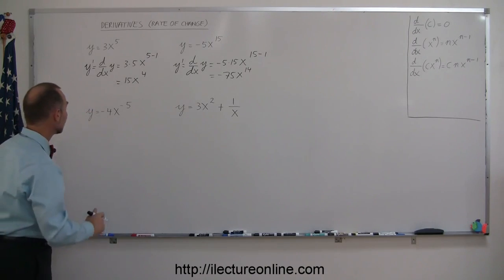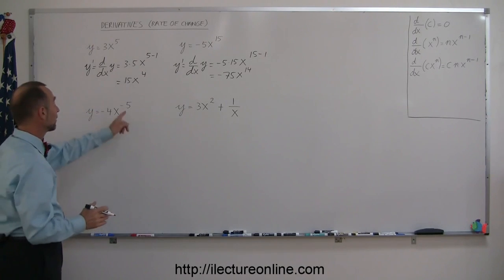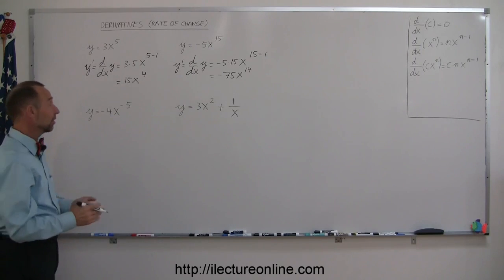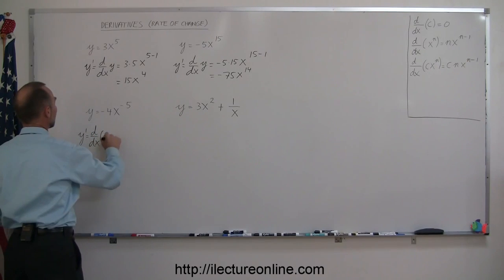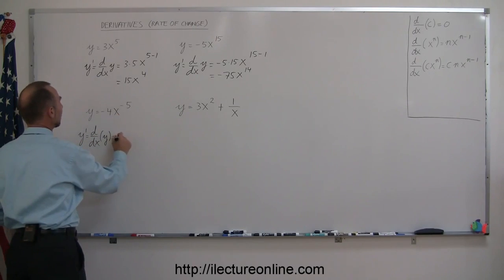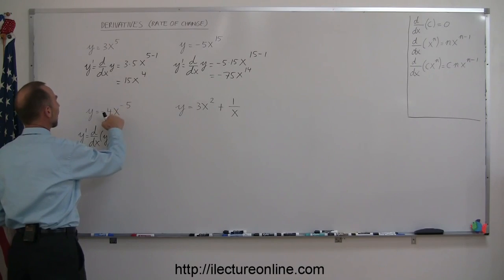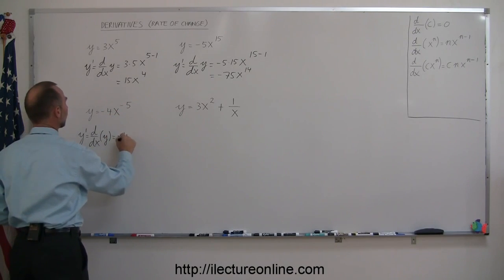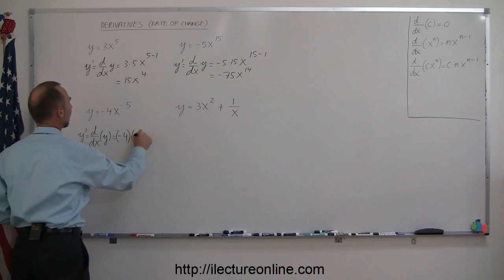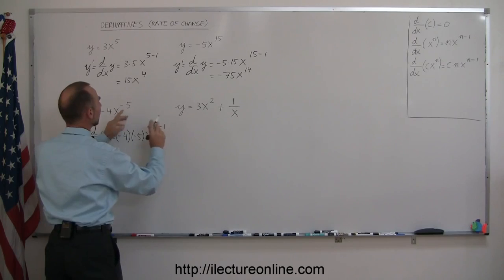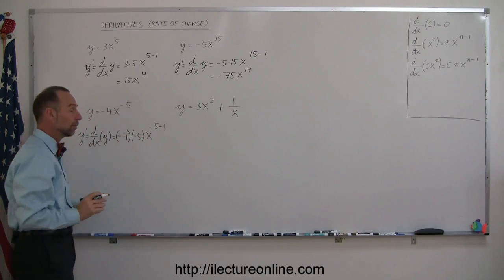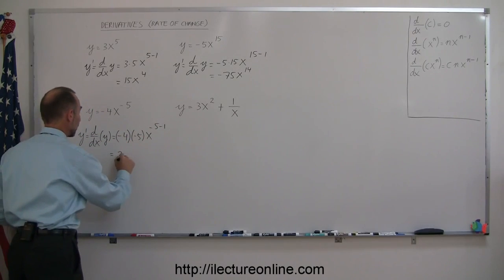Do one more here. Now you say, well, wait a minute, how does it work when you have a negative exponent? Well, it actually works exactly the same. So you have y prime, which is the same as saying the d dx of y, which is the derivative of this. So again, you bring the exponent down and multiply times the constant. So it's minus 4 times minus 5 times x to the exponent minus 1. That rule hasn't changed, even if it's a negative number. And so this is equal to 20x to the minus 6th power.